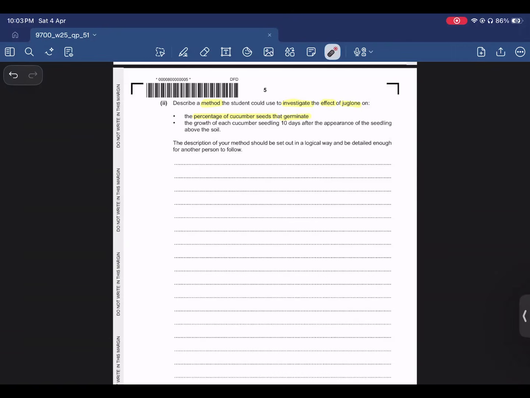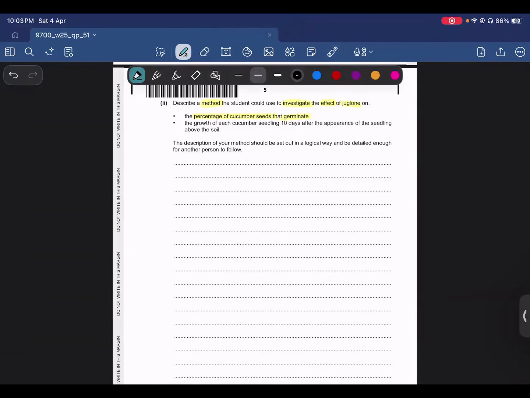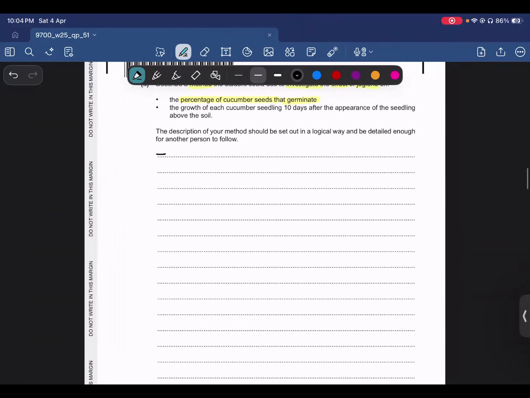Yeah, so I've written down the points. Okay. Have you written them down on paper? If you could just send it, or you could just read it out loud. It's fine. Yeah, I'll just read it out. So first of all, we can state the independent variable and the dependent variable. The independent variable is going to be the concentration of juglone, and the dependent variable is going to be the percentage of the cucumber seeds that germinate.